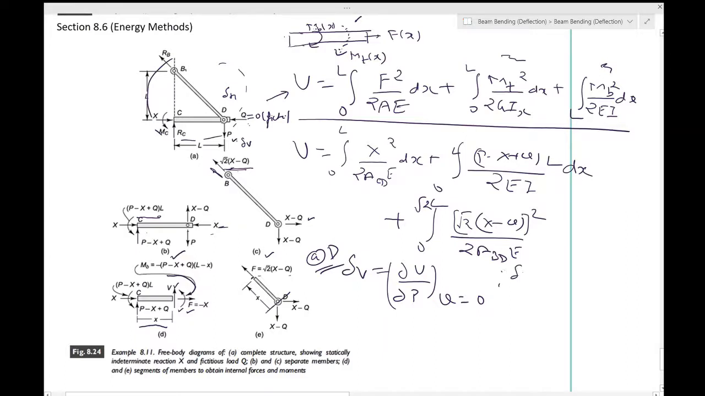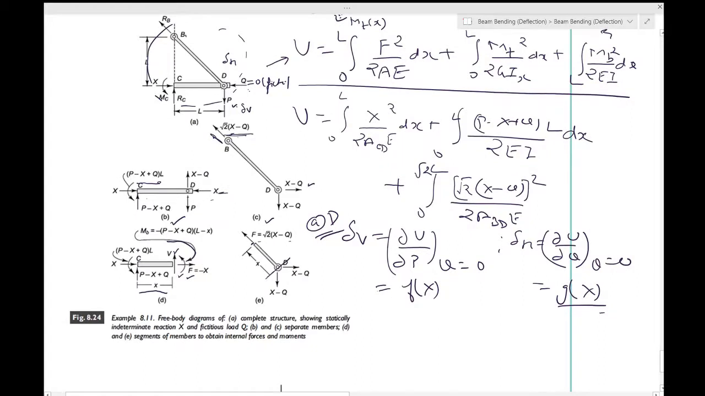And similarly delta H would be dou U by dou Q, with Q equal to 0, and you should have a value. So both of these two things you will have in terms of X. But the problem with capital X is that it is a statically indeterminate reaction. And how do you then solve the problem? We have just read about it. Now you want to find capital X.